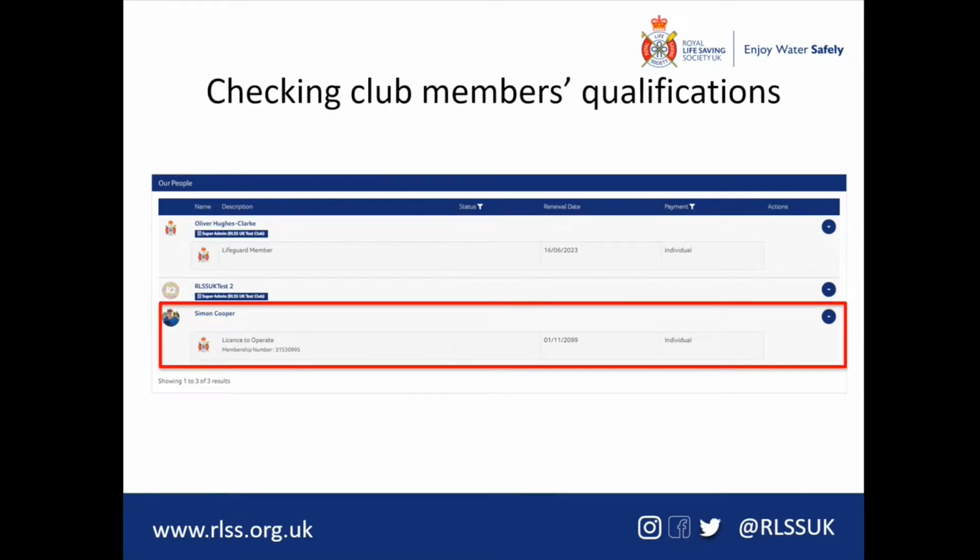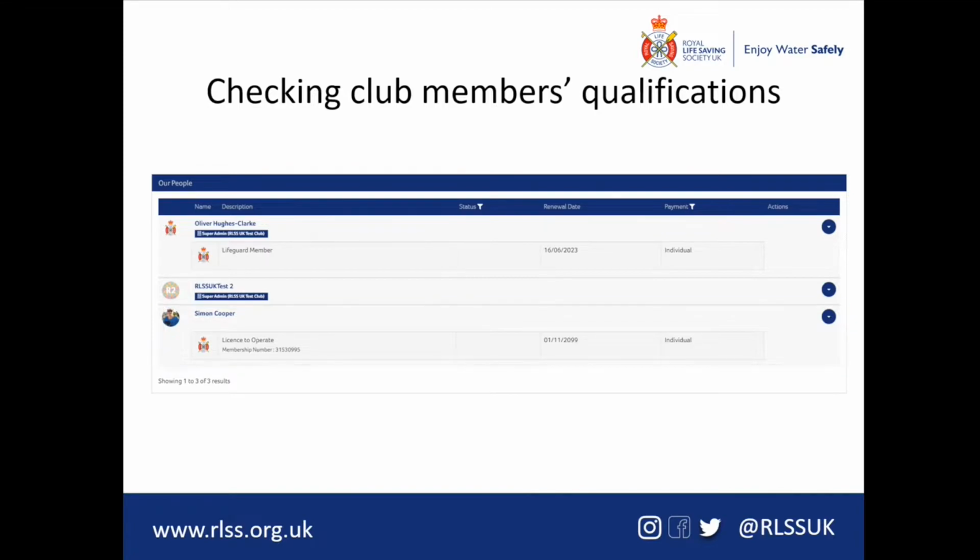Now, here, if we look at my profile, it shows that I'm in membership. It shows what membership I own, so license to operate, and the expiry date. Obviously, this is a test account, so I'm not really going to be a member until 2099.